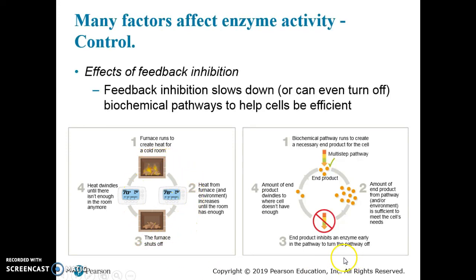In this case, the biochemical pathway runs to create a necessary end product. You've got this multi-step pathway. The end products are your gold circles here. And then the amount of end product from the pathway is sufficient to meet the cell's need. And so the presence of this high amount of product actually inhibits the enzyme early in the pathway, somewhere up here. Then once the product dwindles, when the cell has used it, the low amount actually stimulates the pathway to start up again.